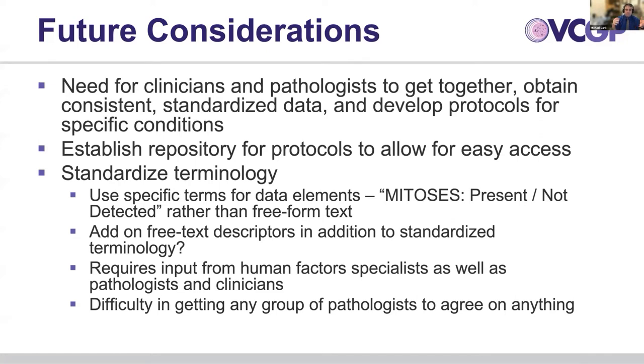How we do this is going to require input from human factors specialists, for instance, on present, not present versus present and absent, as well as pathologists and clinicians. And as we all know, if you get five pathologists in a room, you're going to get six opinions. So trying to get all of us to agree on things is going to be difficult. But I think if we can get something all of us can live with, even if we don't agree, I think we'll be taking a major step forward.